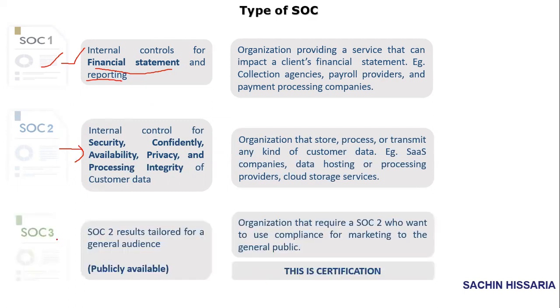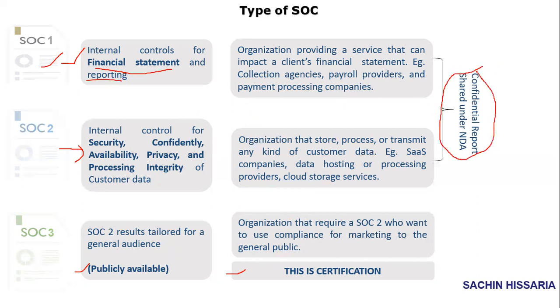What is SOC 3? SOC 3 report is a tailored version of SOC 2 report. So this SOC 3 report is publicly available. You can go on Google, you can search for any SOC 3 report. It's publicly available. Okay. And SOC 3 is not a report, this is a certification. SOC 1 and SOC 2 are reports, and SOC 3 is a certification. And SOC 1 and SOC 2 reports are confidential, and they are shared only when you have signed a non-disclosure agreement with the company. And SOC 3 reports are publicly available.